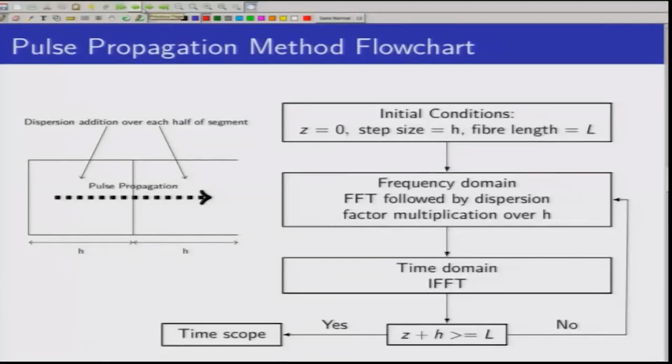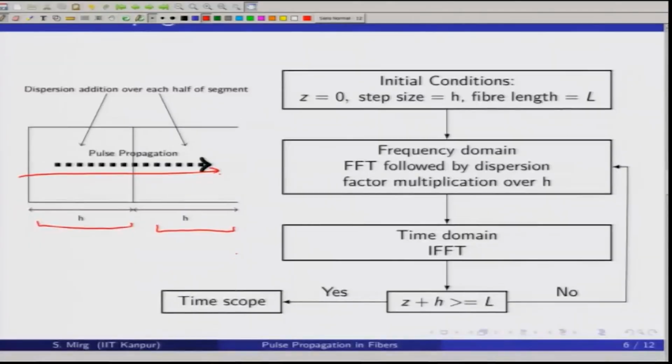So, we have prepared a flow chart. First we will focus on this figure. This is an optical fiber and the pulse is propagating inside it, and we split the optical fiber into separate sections of each length h. Coming to the flow chart, we have an initial condition where z is equal to 0, which is the start of the optical fiber, and then we have step size equal to h, and the net fiber length over which the pulse will propagate is given by L.